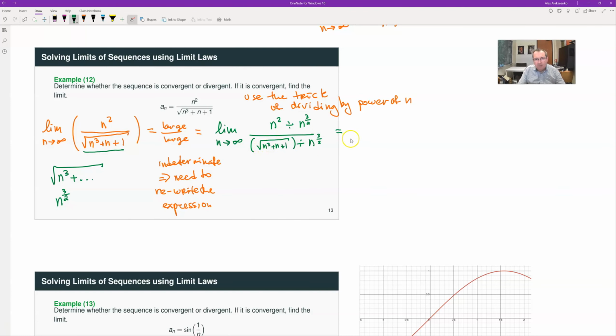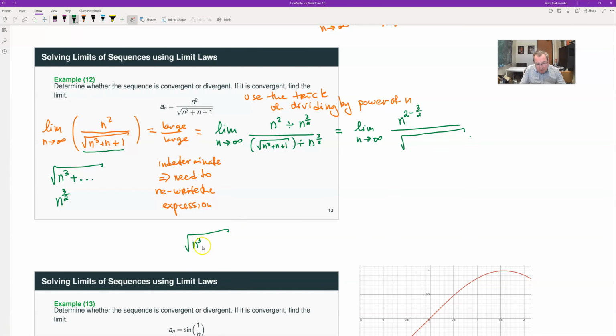Let me distribute the n raised to 3/2. In the numerator, I have some simplification. I will have n raised to 2 minus 3/2, right? That's what you get when you combine the terms. And in the denominator, I will have the following. Let me show you. I'll do it on the side because it's a little easier than just dragging the whole thing.